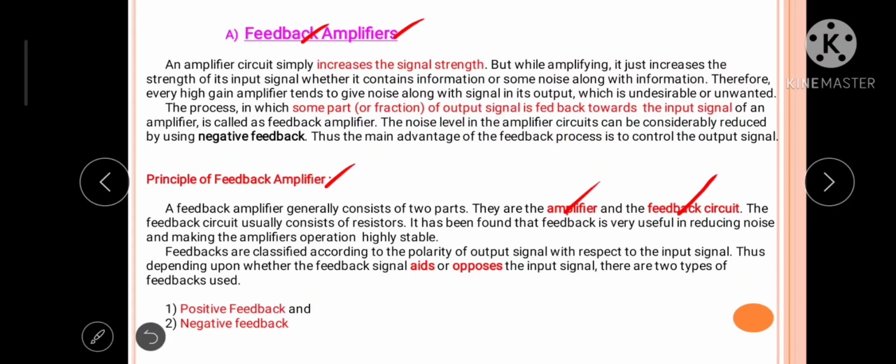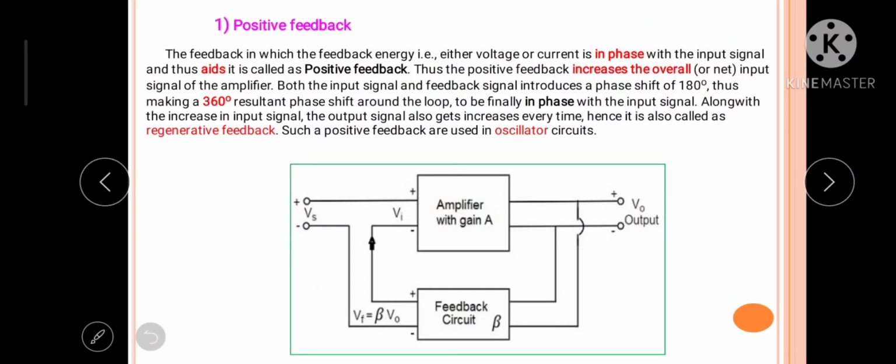The feedback circuits are classified according to the polarity of output signal with respect to the input signal. Thus, depending upon the feedback signal, whether it aids or opposes the input signal, there are two types of feedback circuits. First is positive feedback, and second is negative feedback. Let's discuss positive feedback.